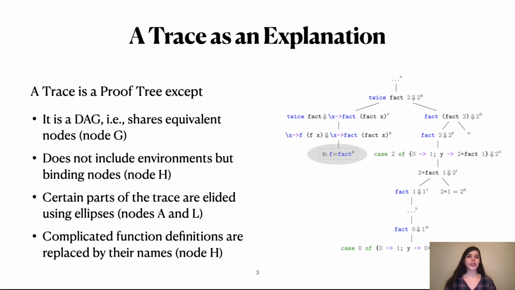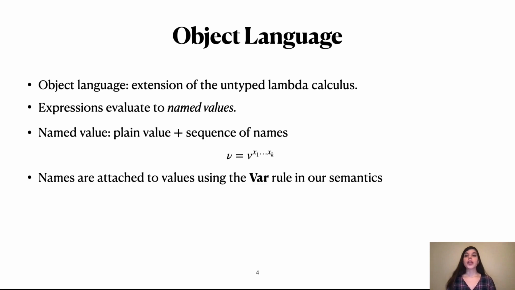Let's see how we can generate such traces. Let's start by presenting an object language. The object language presented here is an extension of the untyped lambda calculus. The expressions in this object language evaluate to named values. Now, what is a named value? A named value is a plain value attached to a sequence of names. So a named value is a plain value v attached to the sequence x1 to xk, where x1 is the first name that is attached to the value. Names are attached to the value using the var rule in our semantics.